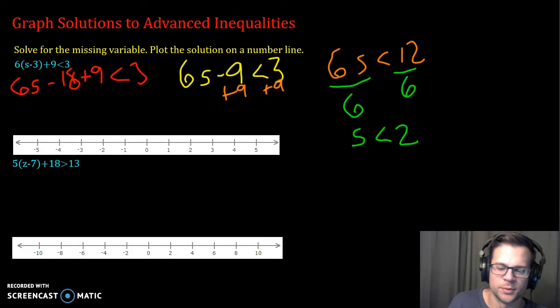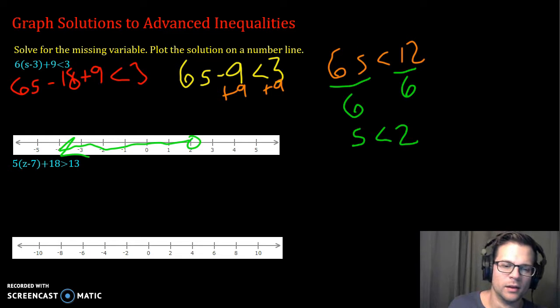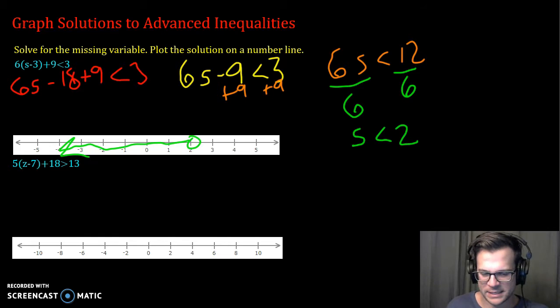S is less than 2, so we're going to go to our 2, draw an open circle, boom, go to the left, because that's the way that our arrow is facing. Just make sure that when you are graphing these inequalities that you clearly show a difference between an open circle and a closed circle, even if you have to overemphasize the difference between the open and the closed circle.